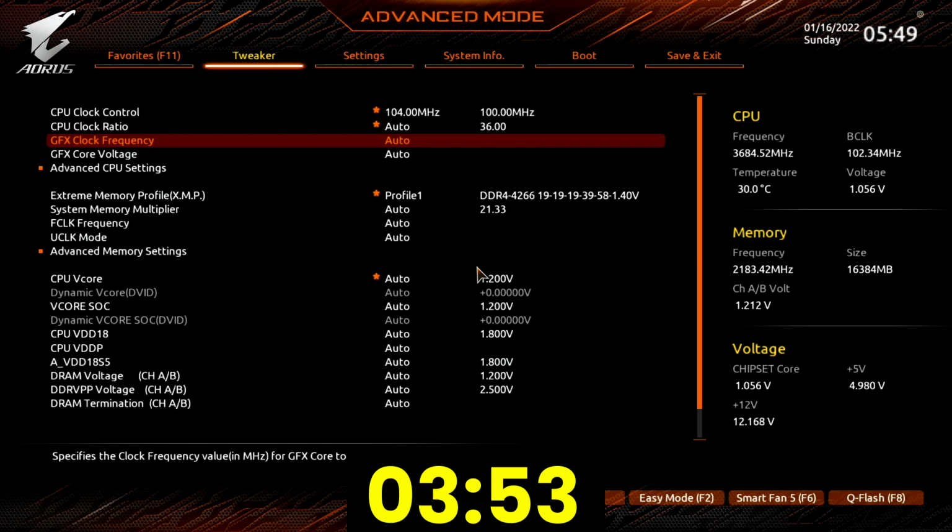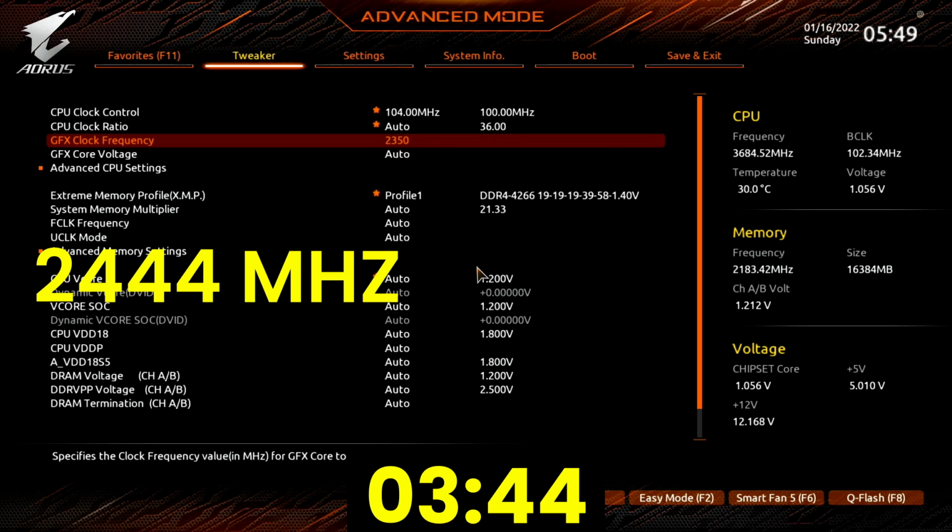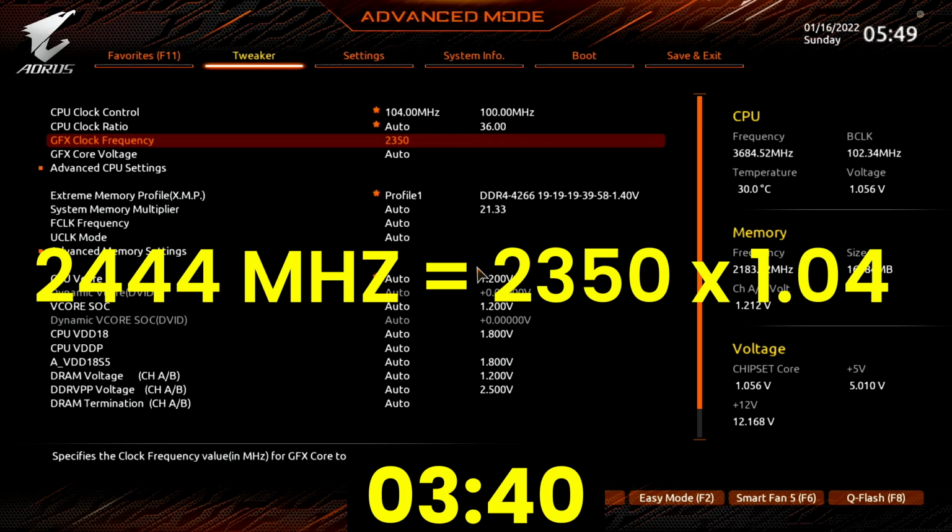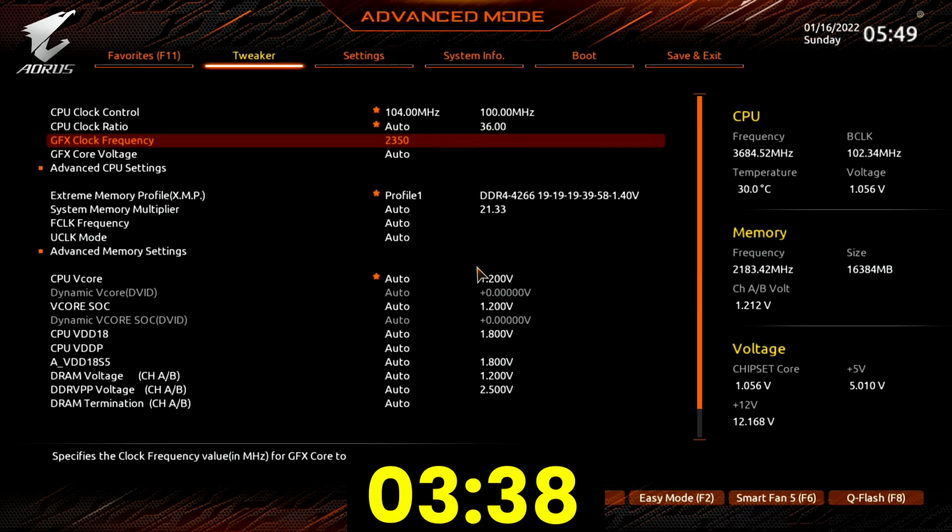Set GFX clock frequency to 2350. This increases the frequency of the integrated graphics. Note that the actual frequency is 2444 MHz. That's 2350 times 1.04, as we have adjusted the reference clock frequency from 100 MHz to 104 MHz.